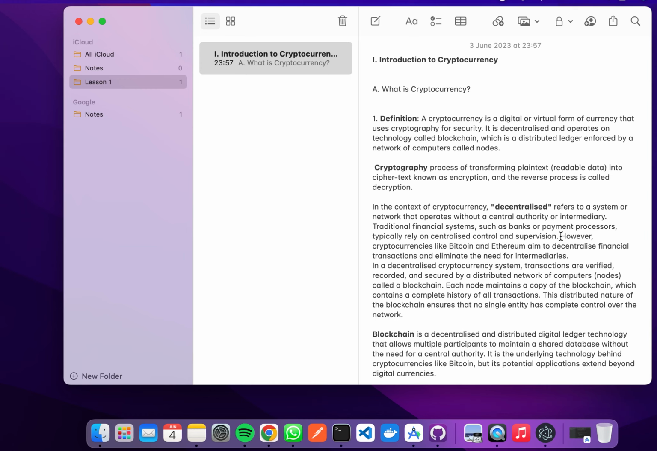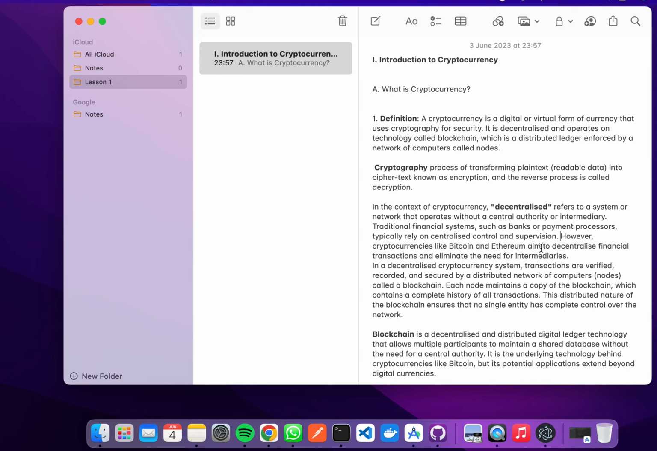But in the case of cryptocurrencies, there is no central authority, so it's you and you alone. So it's your money, you move it whenever you want, however you want, and you have the freedom to do with it or deal with it on your own terms.